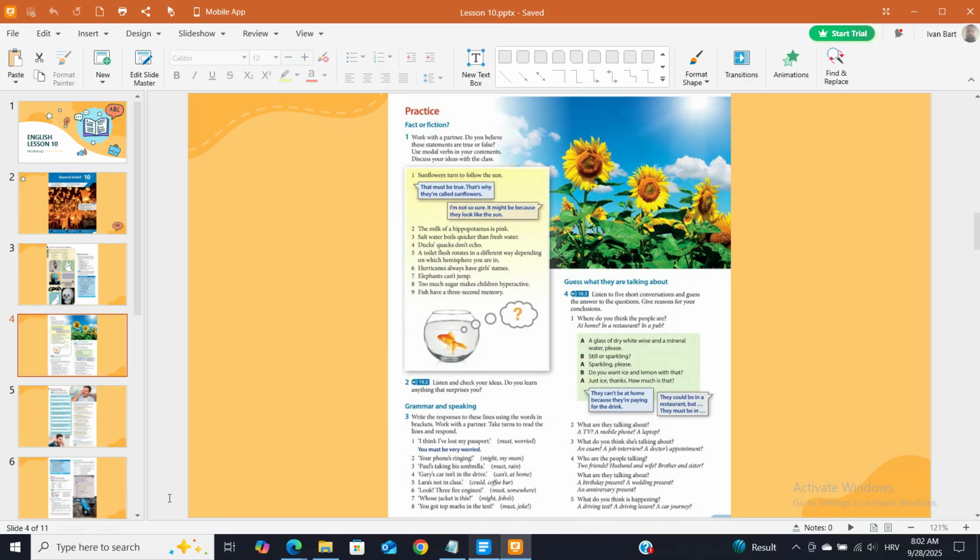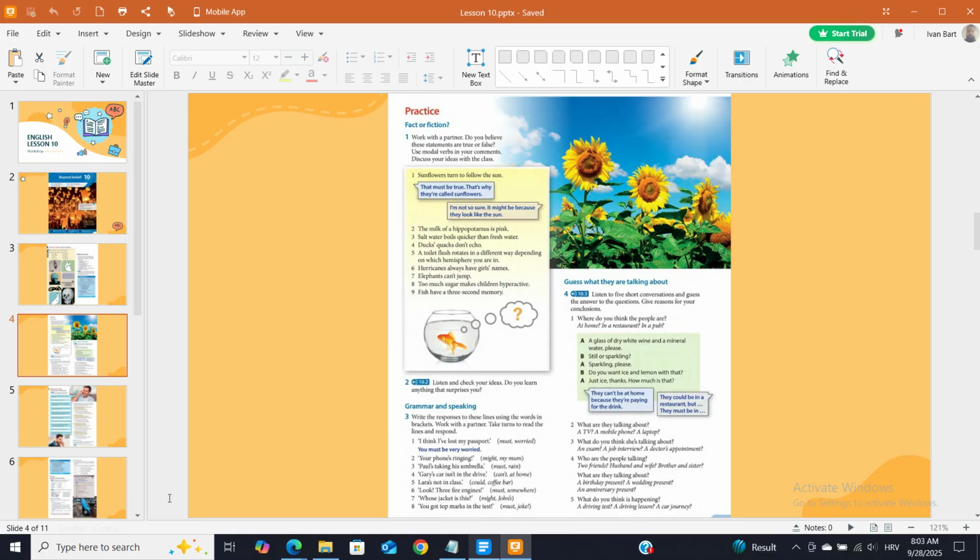2. The milk of a hippopotamus is pink. 3. Salt water boils quicker than fresh water. 4. Ducks' quacks don't echo. 5. A toilet flush rotates in a different way depending on which hemisphere you are in. 6. Hurricanes always have girls' names. 7. Elephants can't jump. 8. Too much sugar makes children hyperactive. 9. Fish have a 3-second memory.